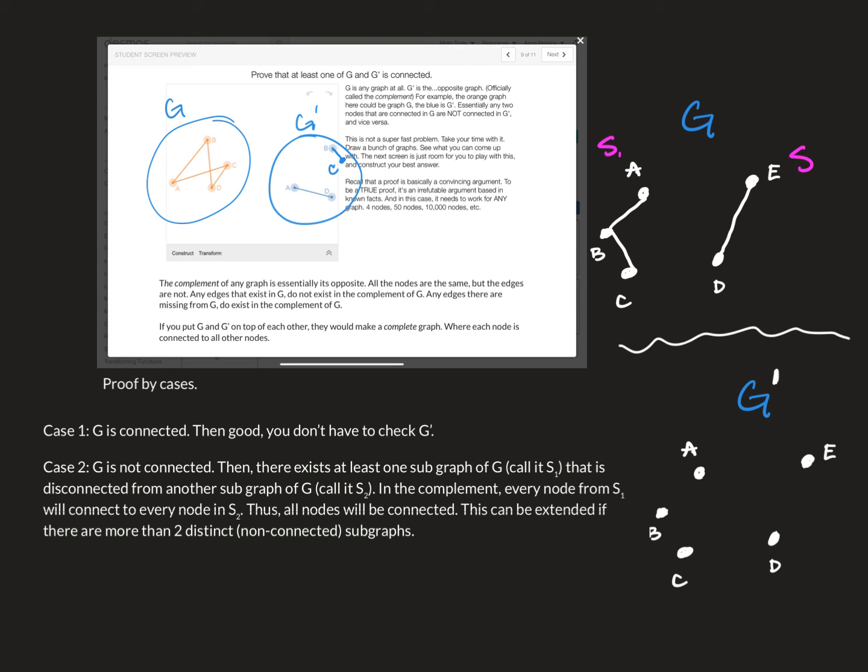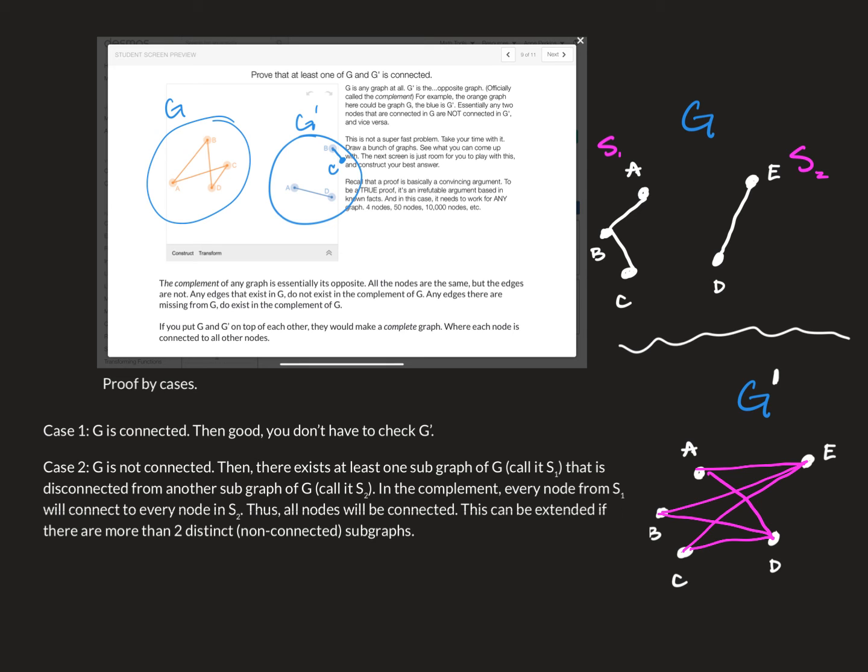And this is going to be my S2. That is not connected. You could imagine that there are more. Well, the complement, what's going to happen is that A, which is part of S1, is going to connect to every node in S2. So it connects here, and it's going to connect here. B is also going to do the same thing, and so is C.